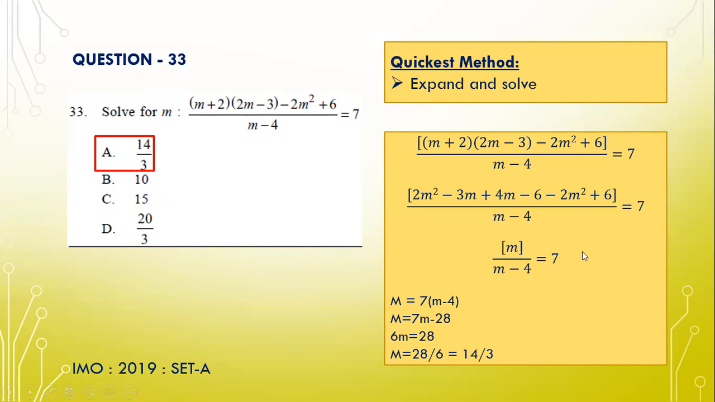So if you take m minus 4 to the other side of the equation, it will be m is equal to 7 into m minus 4. So m is equal to 7m minus 7 4s are 28. 7m minus 28. So then if you bring minus 28 here, it will be 7m minus m, which is 6m. 6m is equal to 28. So m is equal to 28 upon 6, which is equal to 14 upon 3. So m is 14 upon 3.